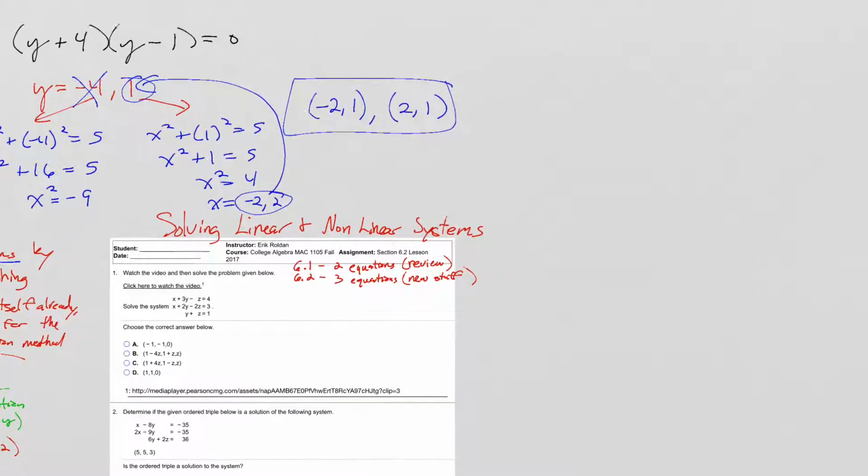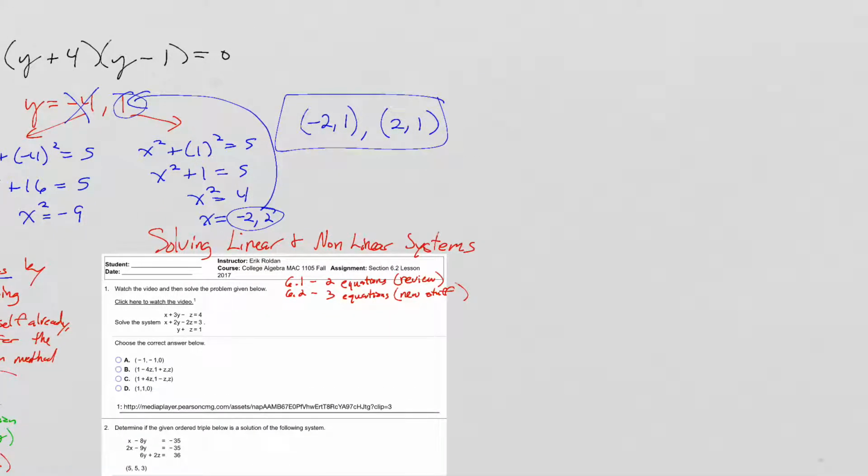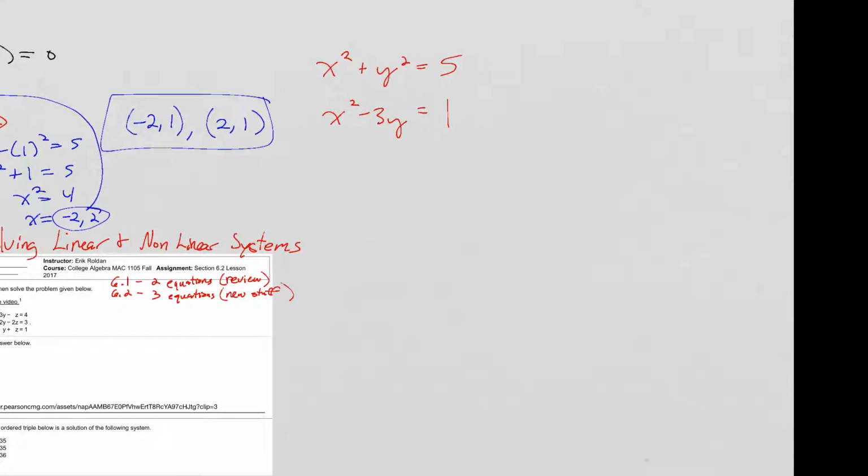Okay, so to look at these solutions graphically, let's go ahead and write down these equations once again. So the first equation is a circle. And then the other equation is a quadratic, or a parabola. So to graph, we need y equals, okay?